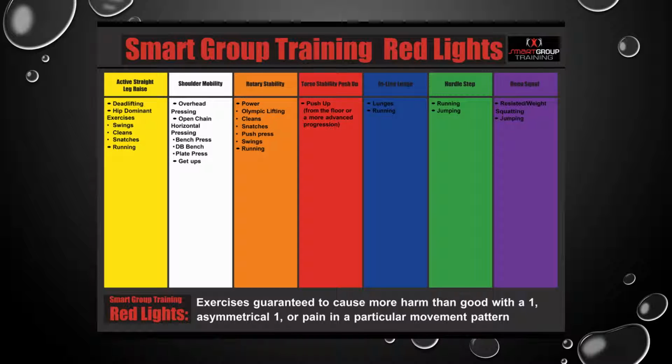So this is a useful resource that I picked up from a company called Smart Group Training, who are based in the US and who also use the FMS to help guide their programming decisions. It shows some of the considerations you may need to make when people have red flags on a particular screen. And as you can see, it's mostly common sense stuff, as most of what we should be avoiding is at the advanced movement end of the spectrum.